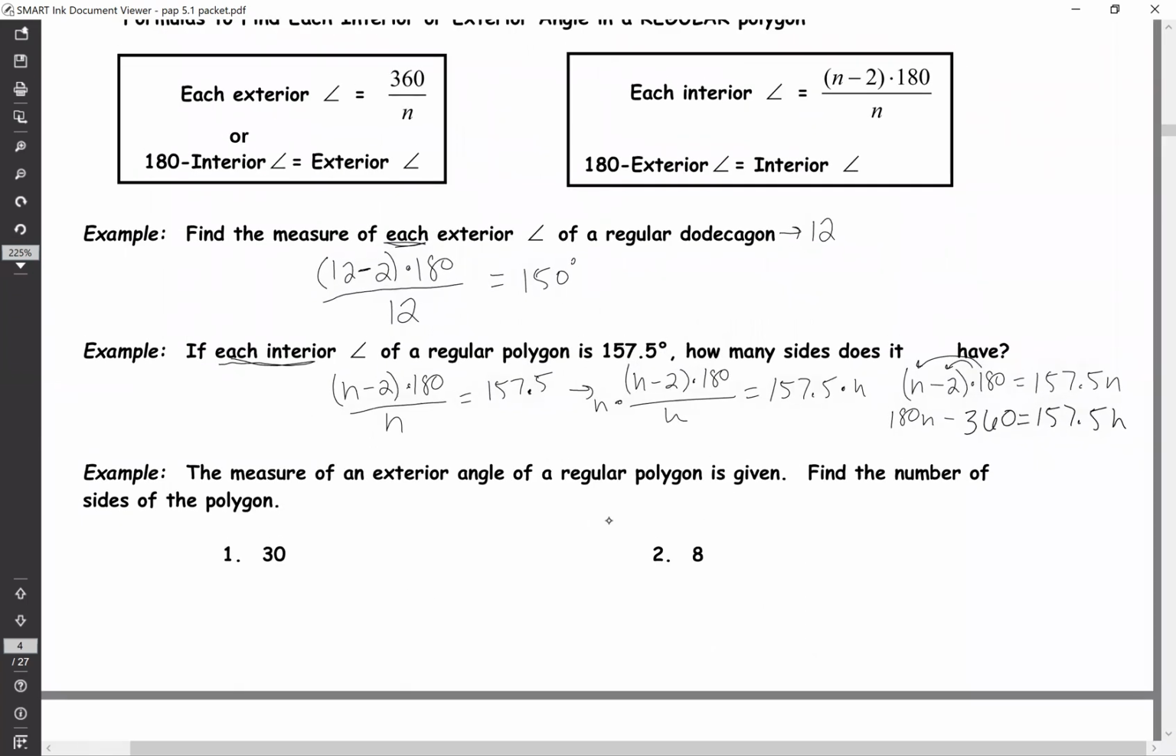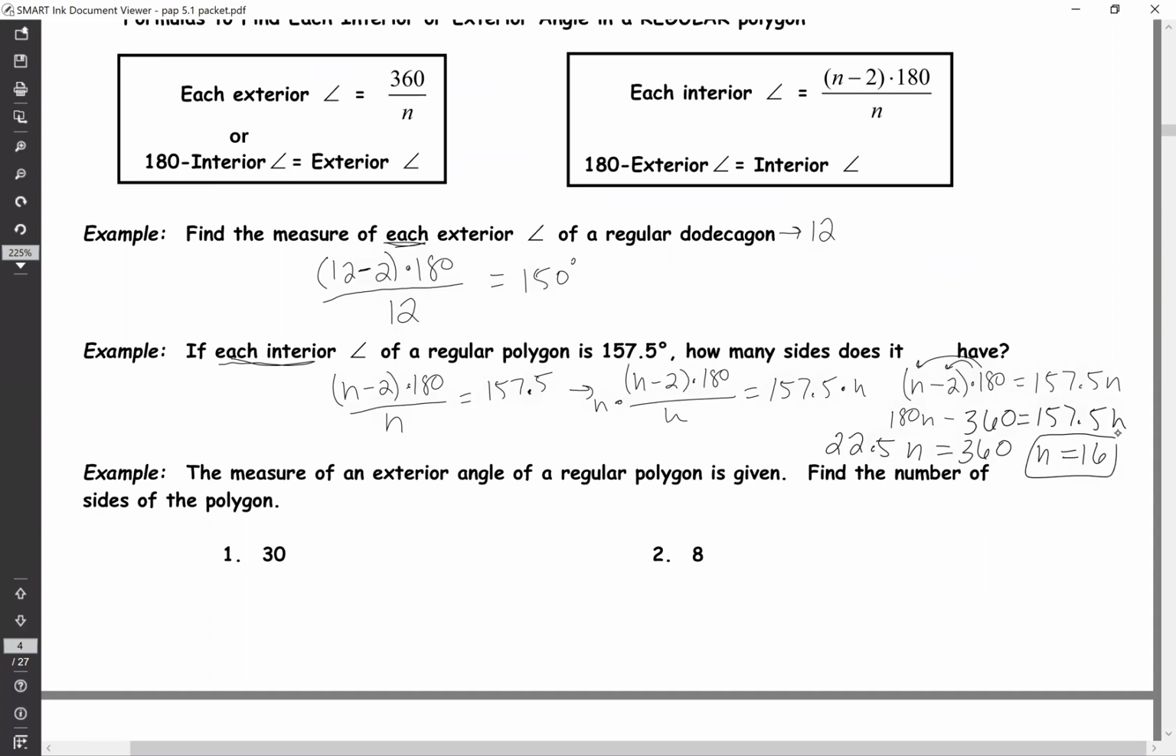From there, we'll combine like terms. I'm going to subtract 157.5n from 180n and move the 360 over there. So 180 minus 157.5 will give you 22.5n equals, and remember this 360, when I move it over here, is going to become positive. Then we'll divide by 22.5. So 360 divided by 22.5 tells us that we have 16 sides.